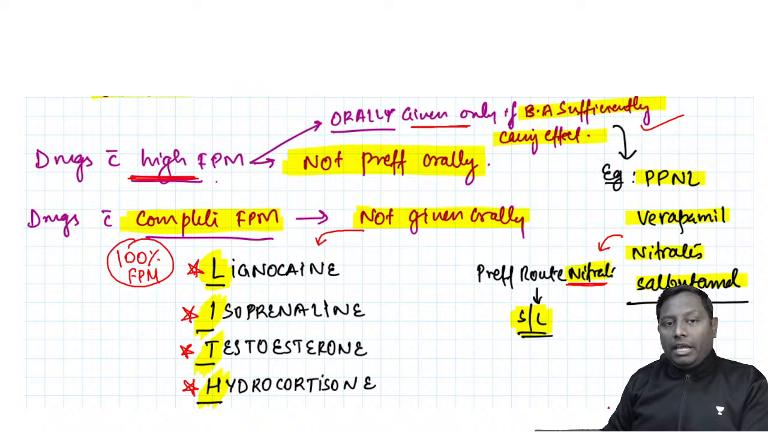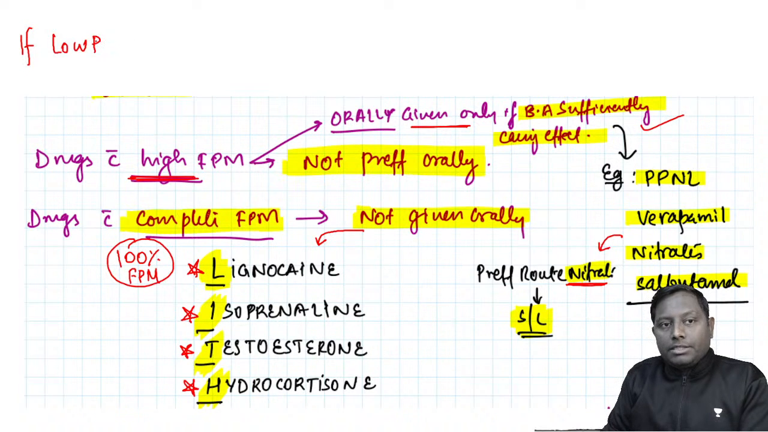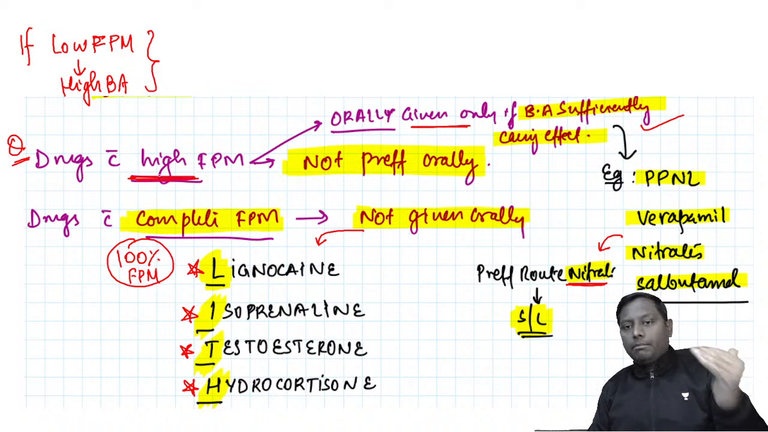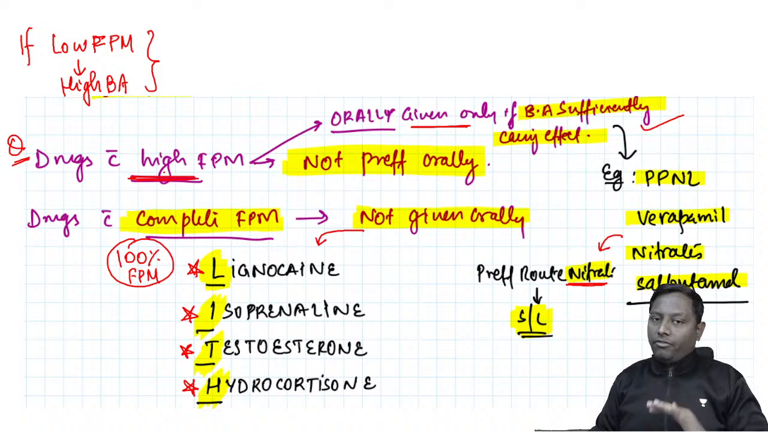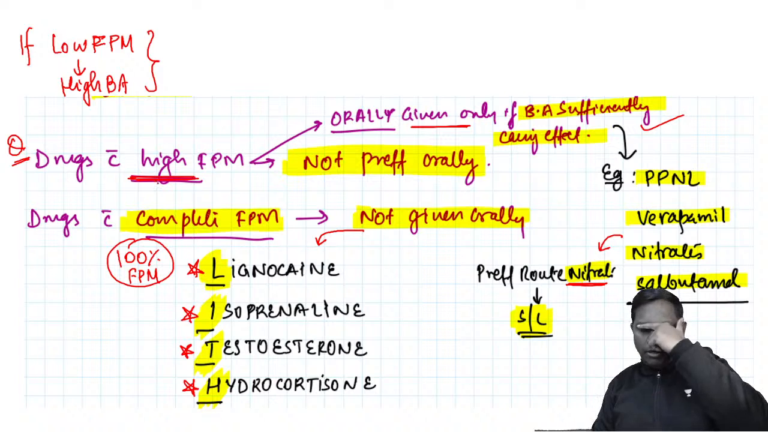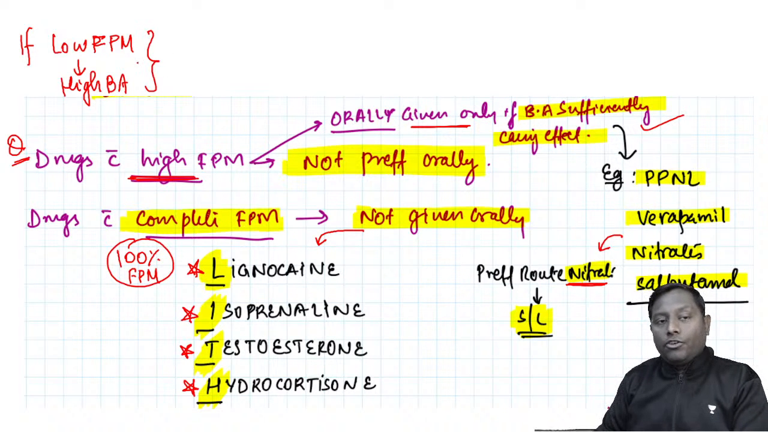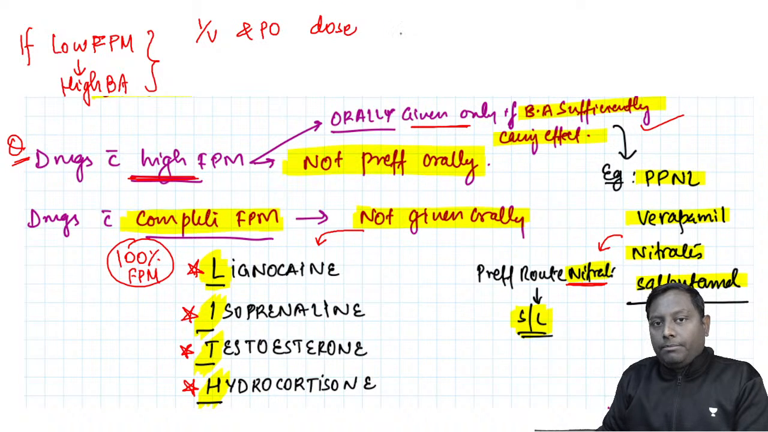What will happen if there is low first pass metabolism? If there is a low first pass metabolism, can you tell me what will happen to the bioavailability? There will be high bioavailability. What is the clinical implication of this? One clinical implication you have seen: if there is a high first pass metabolism, don't prefer orally, but if it is enough to cause therapeutic benefit, we can give orally. But if it is low first pass metabolism, the clinical implication is that the IV and oral dosage are almost the same.